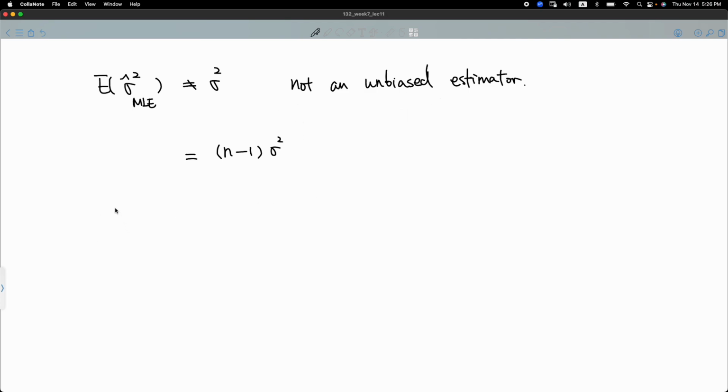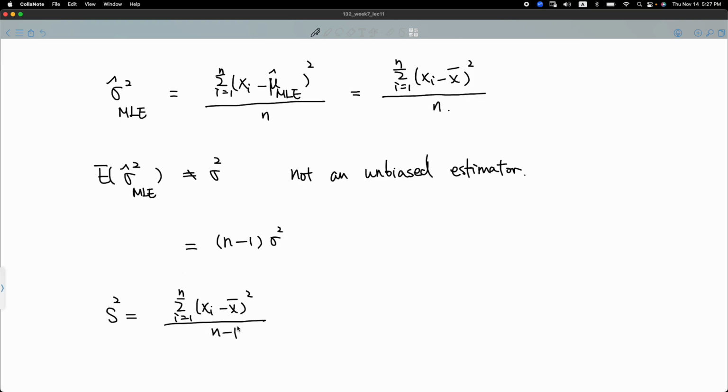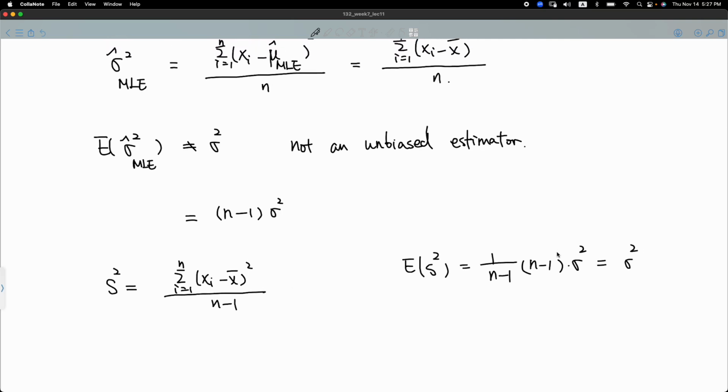We also mentioned that there's one way we can correct this to make it an unbiased estimator, which is what we define as S squared in the following way: the sum of xi minus x bar squared over n minus 1. Our maximum likelihood estimator has a denominator equal to n, and our newly defined estimator has a denominator of n minus 1. So when you take the expected value of S squared, you will have 1 over n minus 1 times n minus 1 over n sigma square, and this is equal to sigma square. By constructing your estimator in this way, you obtain an unbiased estimator.